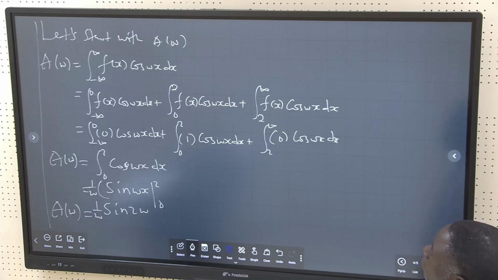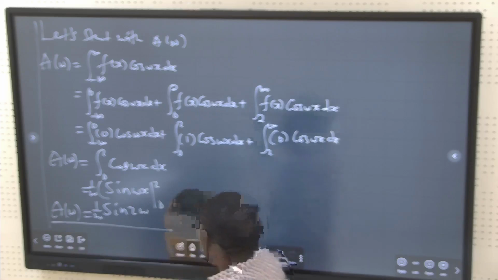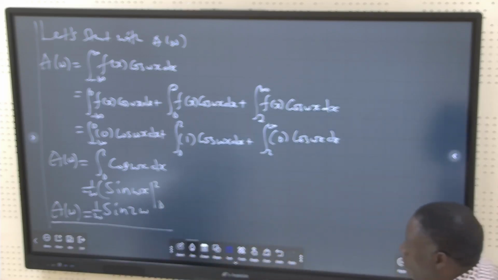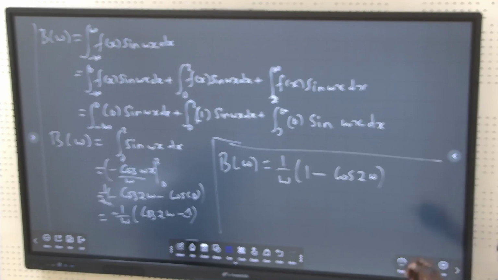We have a(ω). We saw that our a(ω) is 1 over ω sine 2ω. That is our a(ω), 1 over ω sine 2ω. And our b(ω) is 1 over ω times 1 minus cosine 2ω. So let us see how the function f(x) will be.